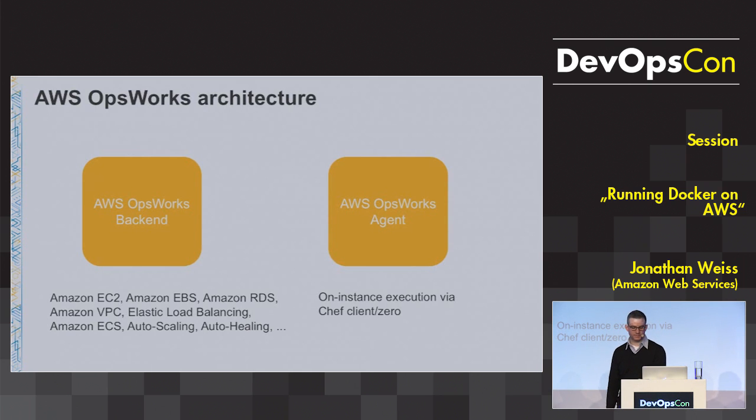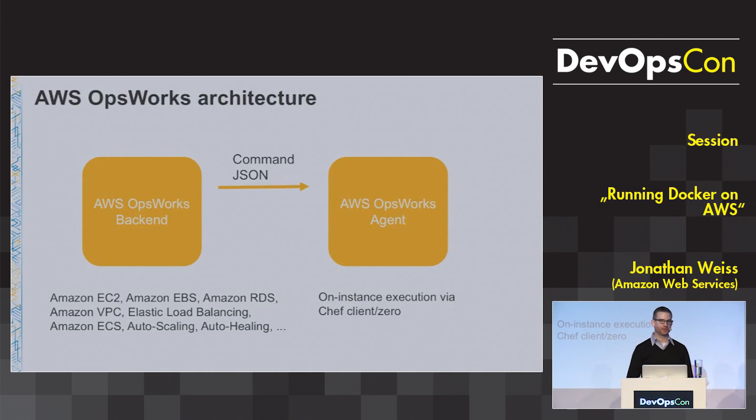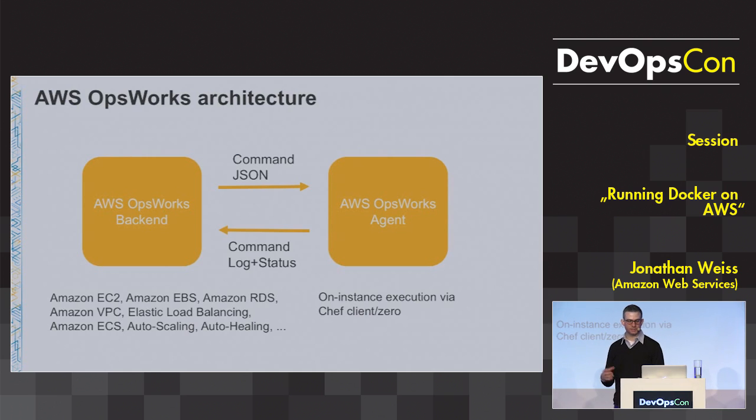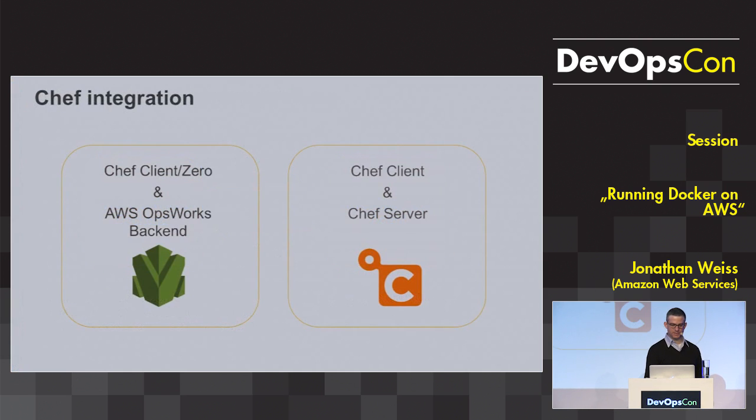So, let's say you're doing a deployment. How this happens is you would do a command that is represented by JSON. This will be sent down to the actual instance, picked up by the agent and executed. And then the agent is picking it up and sending it up to the backend. All of this is happening because OpsWorks is packaging Chef for you for that on-instance configuration. So that's how you can do this.